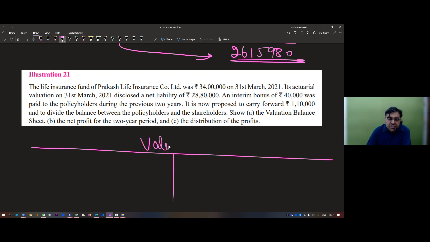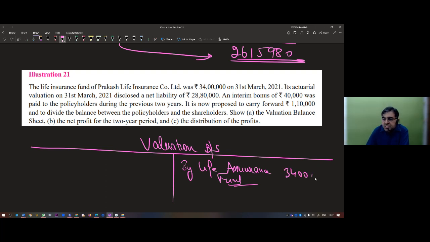This is a separate statement. This statement we call the valuation balance sheet. The life assurance fund stood at 34 lakhs. Actuary is the person who does the valuation of future claims. Actuarial valuation. So the net liability as per actuary, the future liability against the policies, can be 2880.